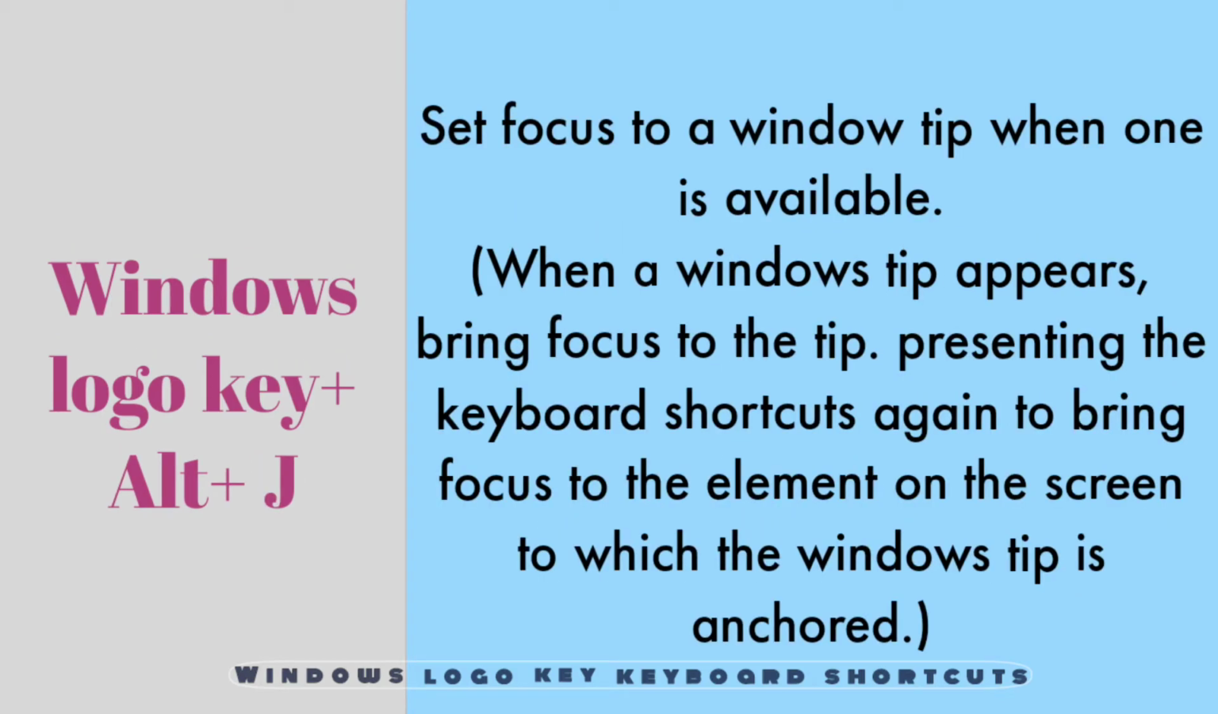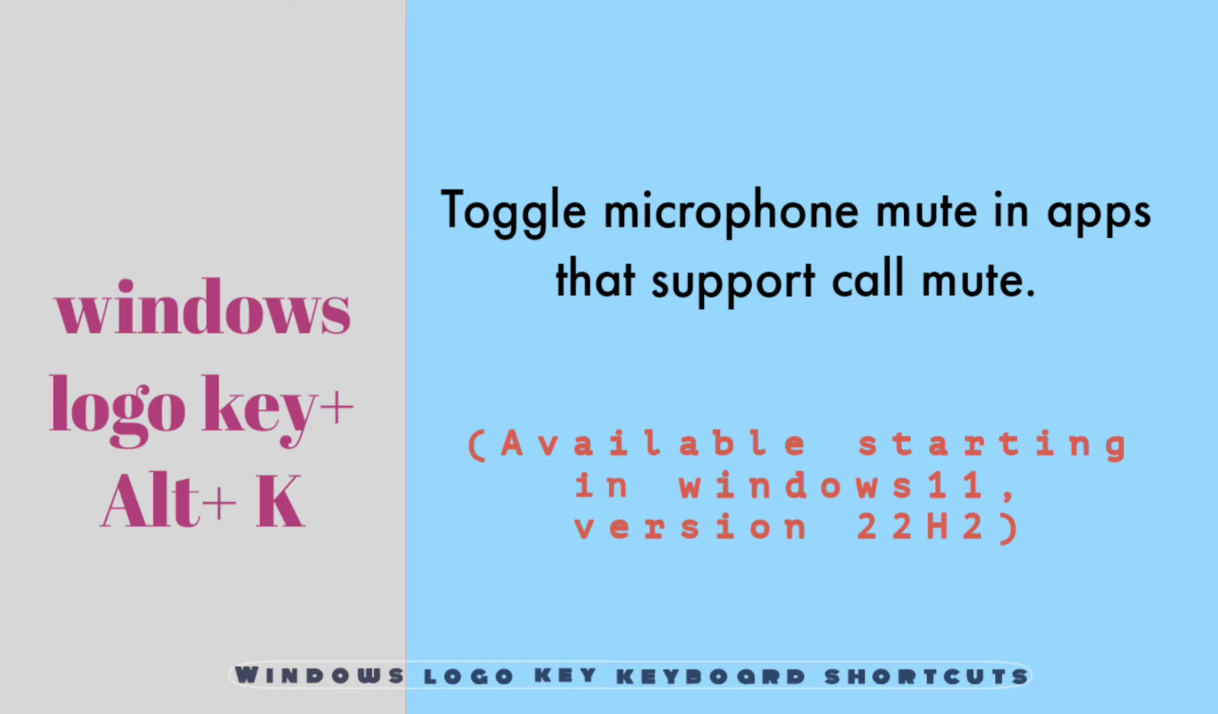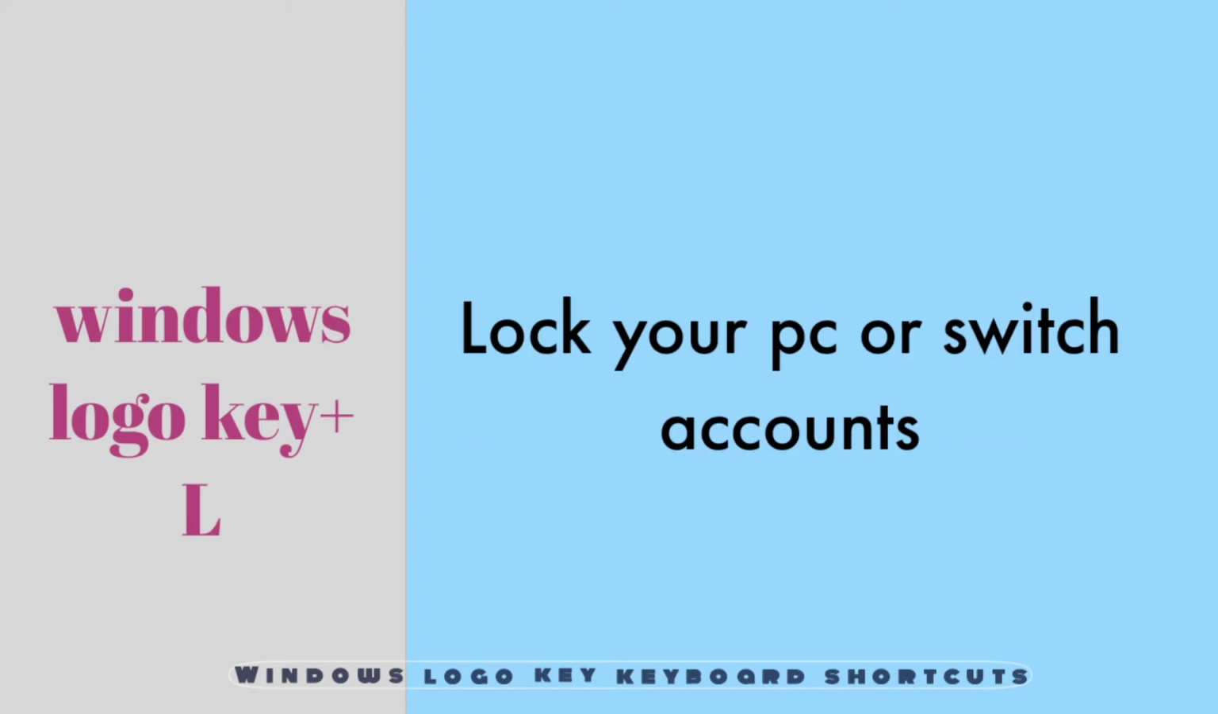Windows logo key with Alt and J sets focus to a Windows tip when one is available. Windows logo key with I opens Settings. Windows logo key with Alt and K toggles microphone mute in apps that support call mute. Windows logo key with L locks your PC or switches accounts.